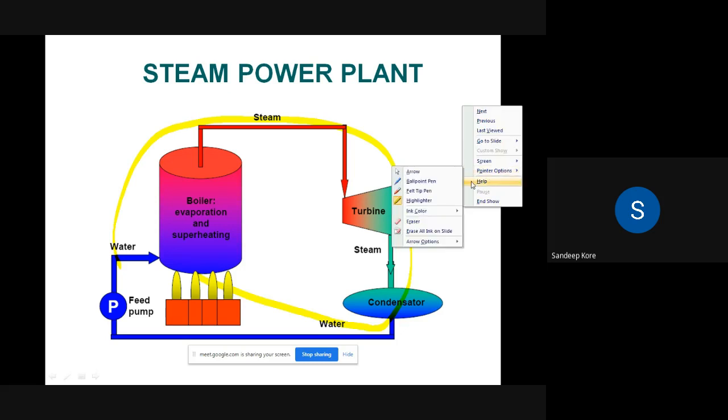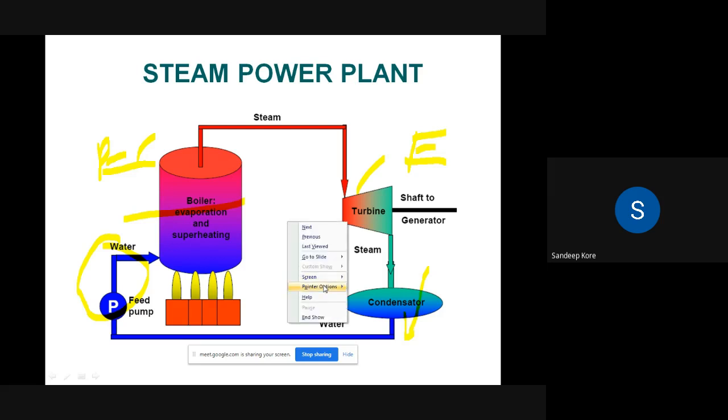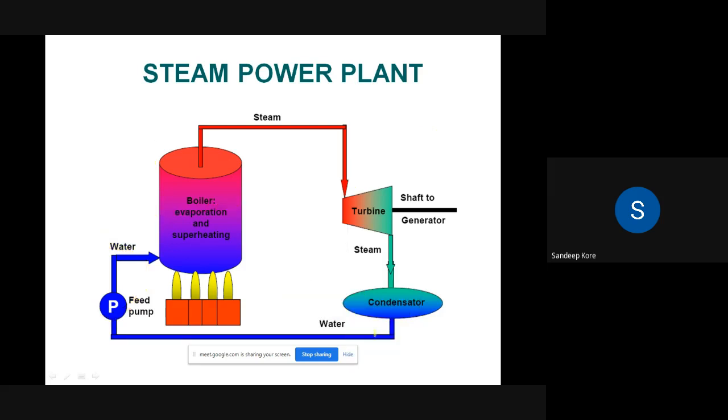So there are four components. First one is the pump, isentropic compression. In the boiler, constant pressure heat addition takes place. In the turbine, the isentropic expansion is there, and in the condenser, again constant pressure heat rejection is there. So heat is added at constant pressure in the boiler, and heat is rejected at constant pressure in the condenser, while isentropic compression and expansion take place in the pump and turbine.